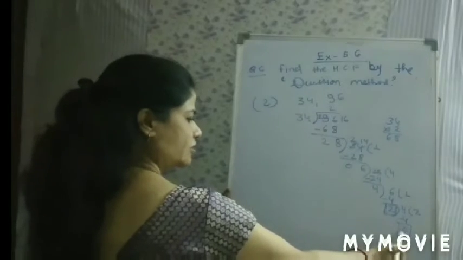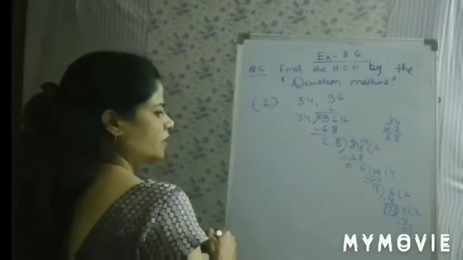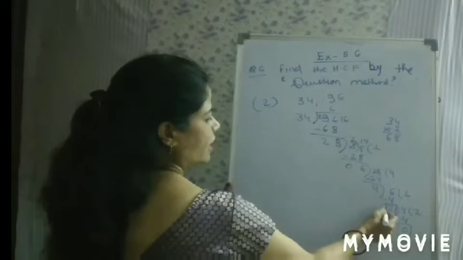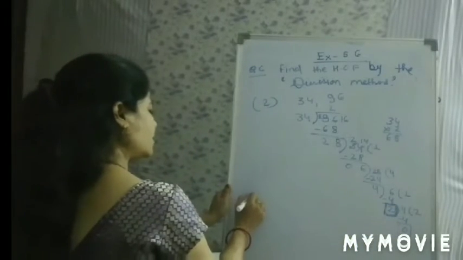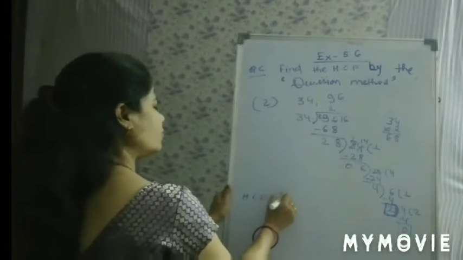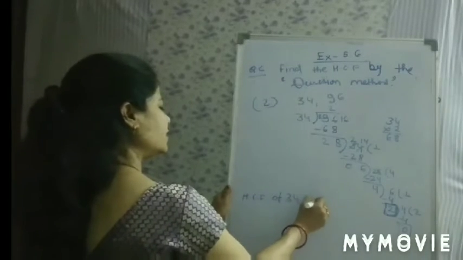At last you are getting 0 as remainder. So in the last we are getting 2. The last divisor is 2, which is the highest common factor of 34 and 96.